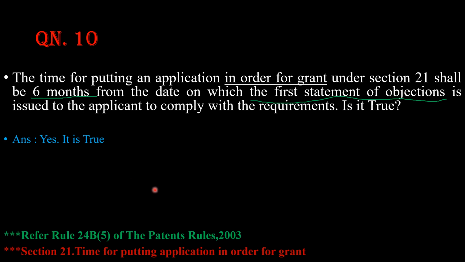Again I am reading the statement, friends, for your convenience. The time for putting an application in order for grant under section 21 shall be 6 months from the date on which the first statement of objections is issued to the applicant to comply with the requirements. That means a time period of 6 months is given to handle the objections. Is it true? Yes, it is true. Okay friends, this way 10 questions of this question set are completed. Please go through all the questions.